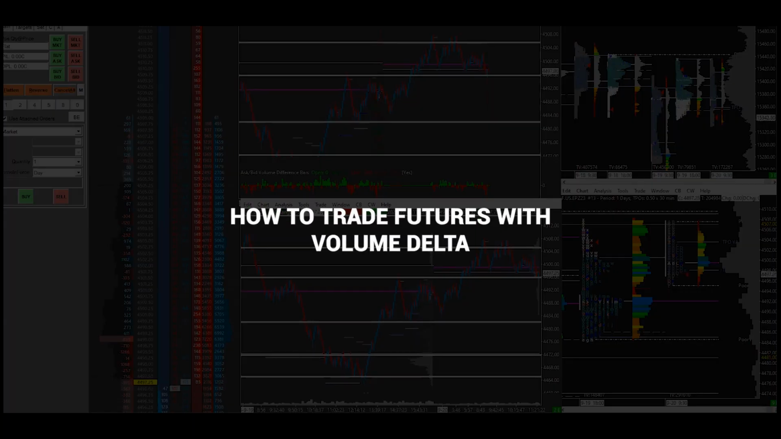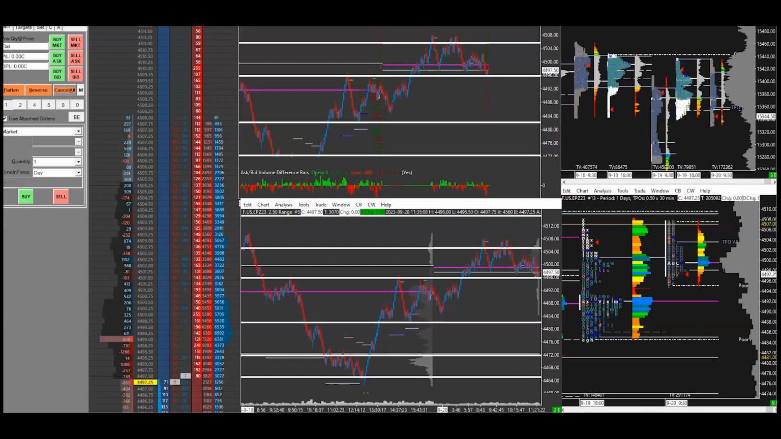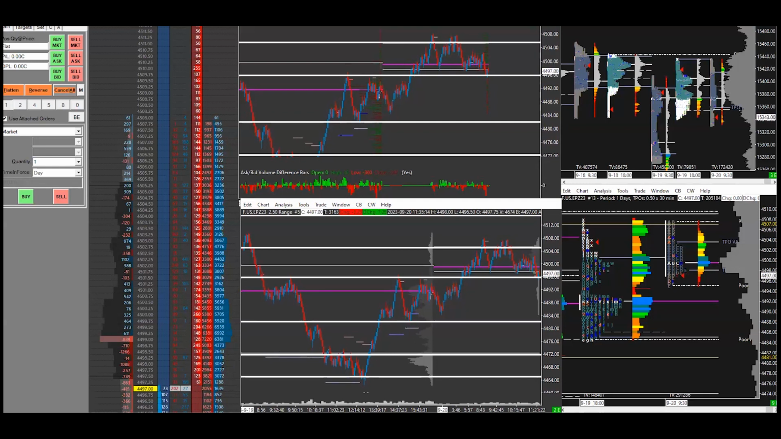Now, volume delta is a great tool to find a lot of different things in the market, right? Like trapped traders, bottoms, tops, the extension of moves, and even more. So in today's video, I'm going to be breaking down a quick intro to volume delta and some of the key tools that I like to use, exposing you to things that you might not have seen before.